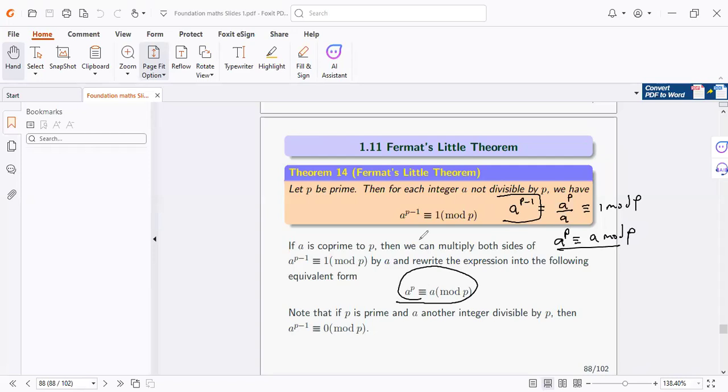So Fermat's little theorem, you can write it this way or that way. But what is important is that P must be prime and P must not be a number that can divide A.